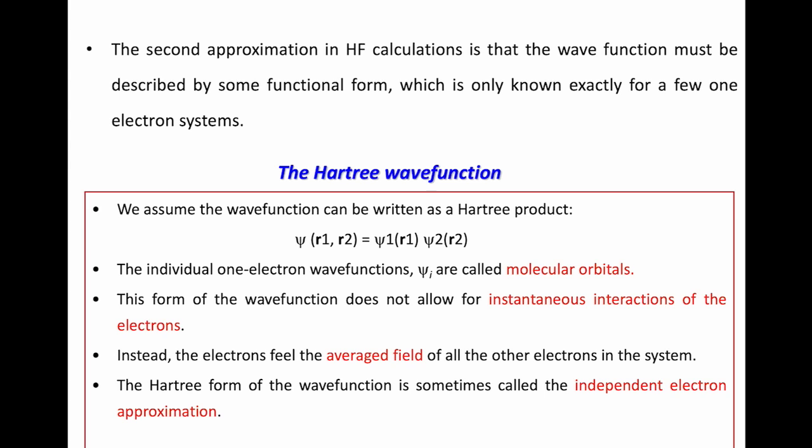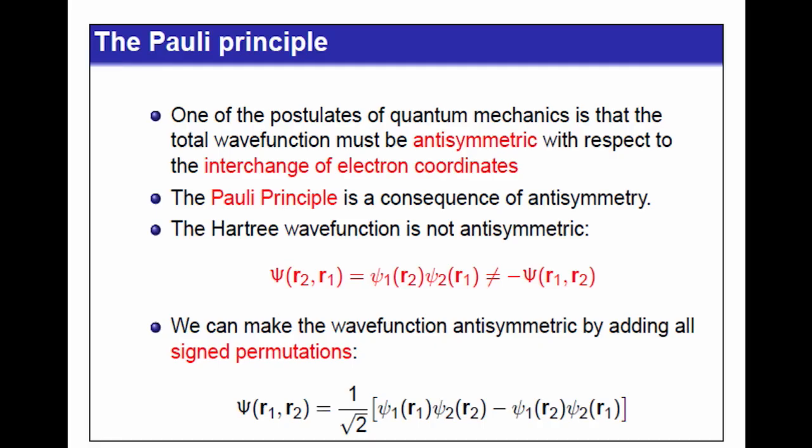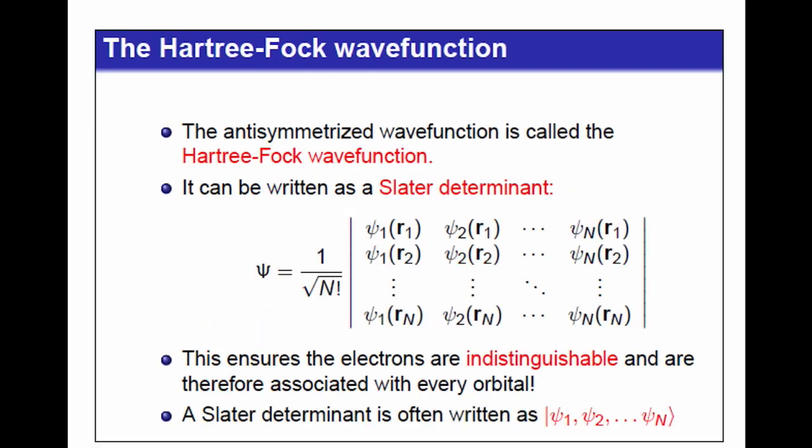So, in the Hartree-Fock method, we are using two approximations. One is the central field approximation and the second one is based on the wave function, the Hartree wave function, which is an independent electron approximation. The Hartree-Fock wave function is also an antisymmetric wave function. It can be written as a Slater determinant.